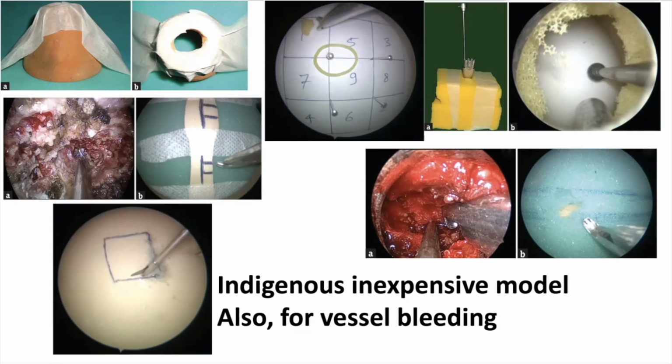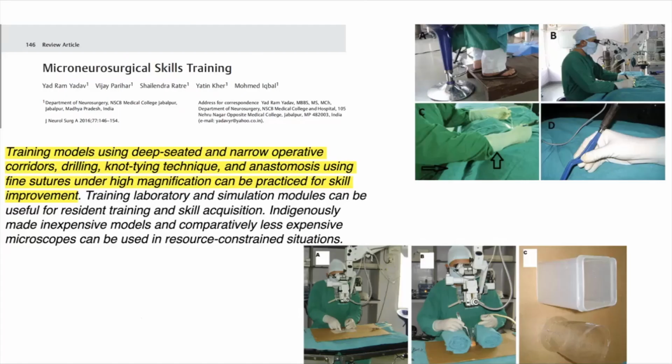Same way, inflated Foley's catheter can be placed inside the foam, which can simulate a dura. The foam should be removed without injuring the underlying Foley's catheter bulb. The model for vessel bleeding also can be made. Similarly, microsurgical skill training also can be done using simple, inexpensive surgical skill lab. We have used inexpensive Indian microscope.